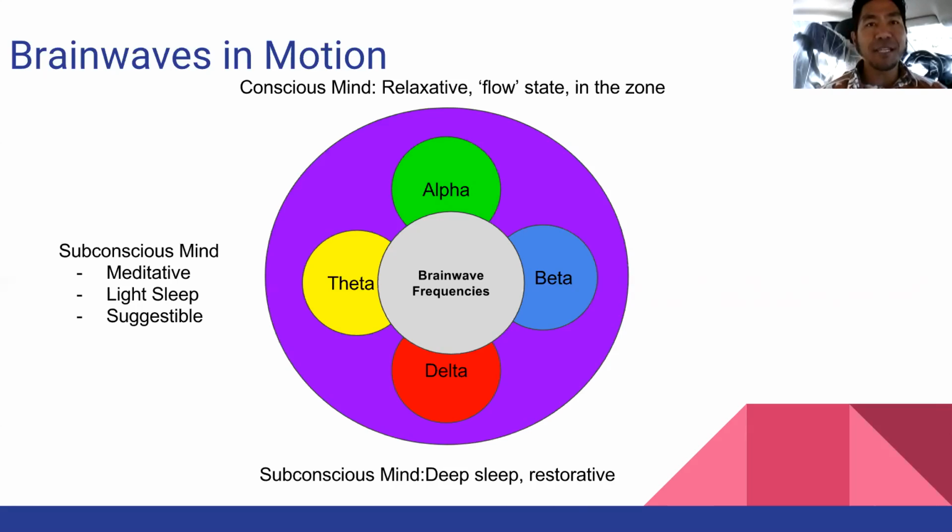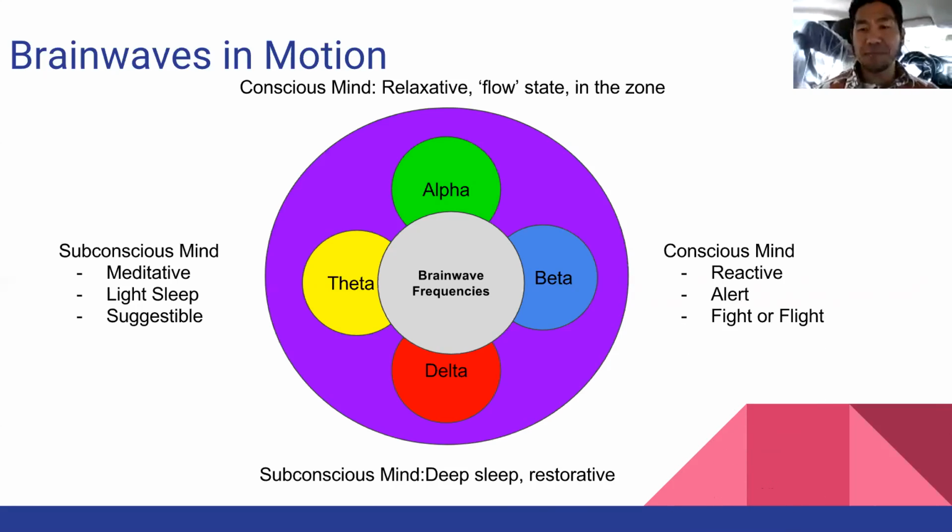Alpha is in a very connected state. It's a state of well-being, of relaxation, and really of beingness. When anyone says anything about beingness, really connected to the essence of who we are and allowing that to be expressed in the world, that's usually in a state of alpha.